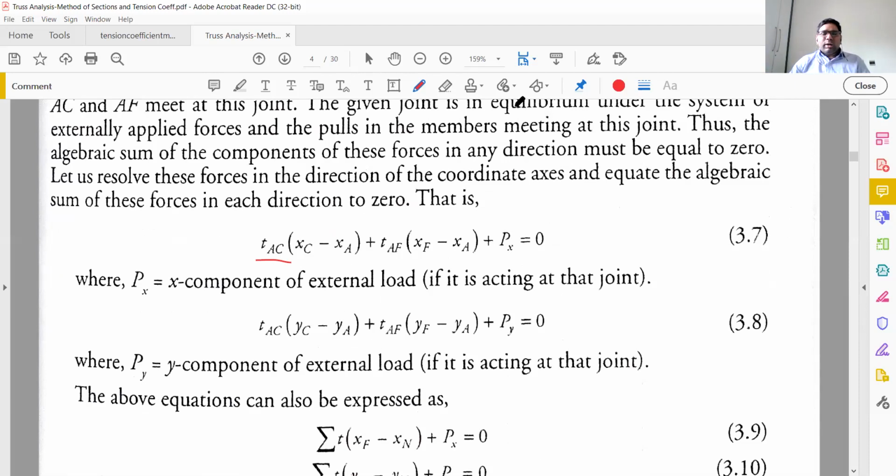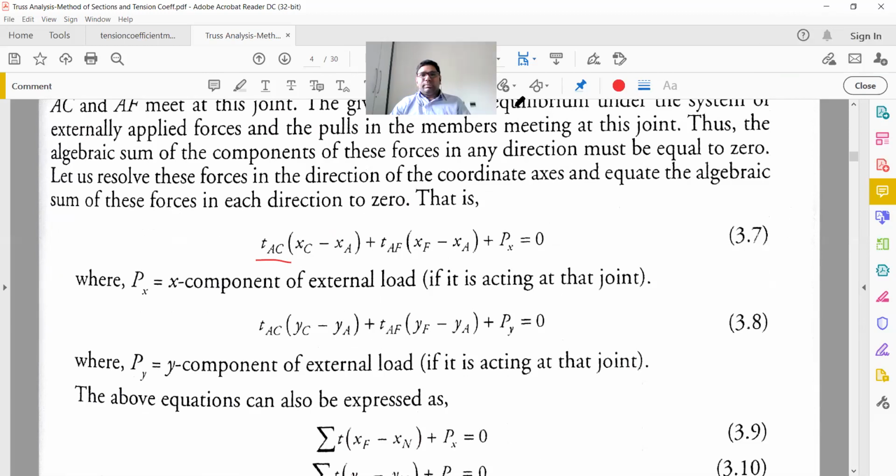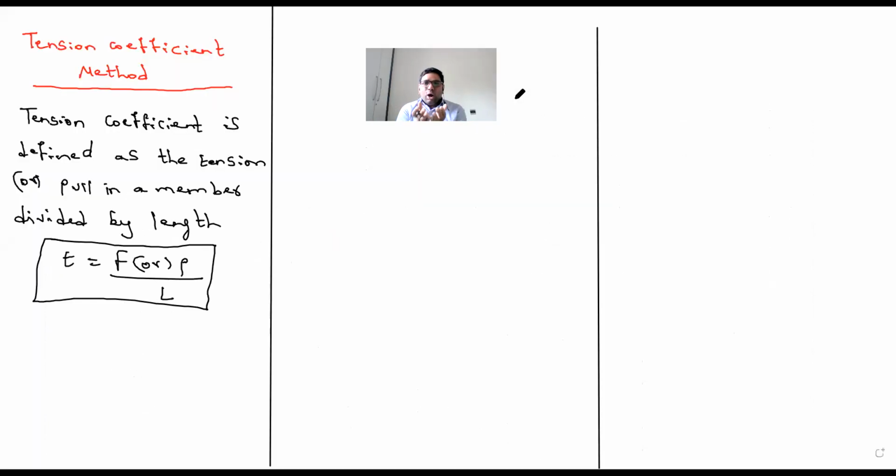Now, with this basic understanding that I have given, let me take you to an example so that you will understand it in a better way and appreciate why the tension coefficient method is considered to be simple compared to other methods. But remember one thing, guys: this is the simplest method, but the method of joints is the popular method.